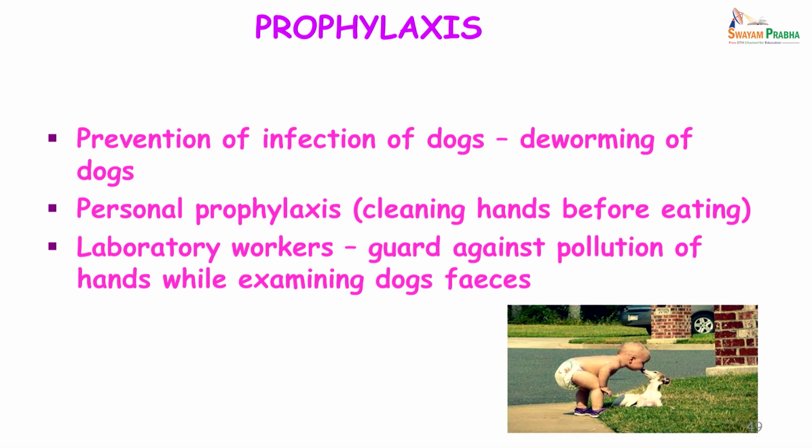Prophylaxis: prevention of infection of dogs. So, you deworm the dogs regularly. When you take your dog to the vet, make sure that he gets his deworming medicine. Personal prophylaxis: cleaning hands before eating, washing your hands, and not being too close to the dogs, especially if you see that they have passed some segments in their stool. And of course, do not kiss your pet, or you may be landing up with hydatid disease.